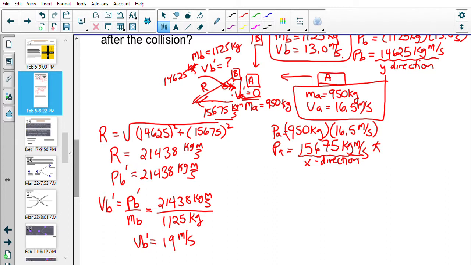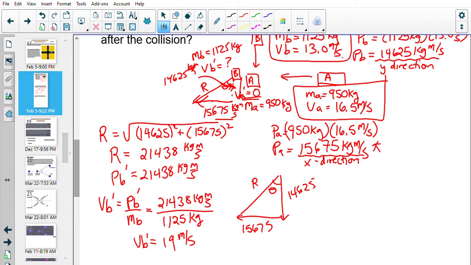I need to have a direction because right now that's a speed. So my angle that I have up here at the beginning. So if you remember, your triangle had sides of 14,625, and this side that was 15,675. We work out the angle.